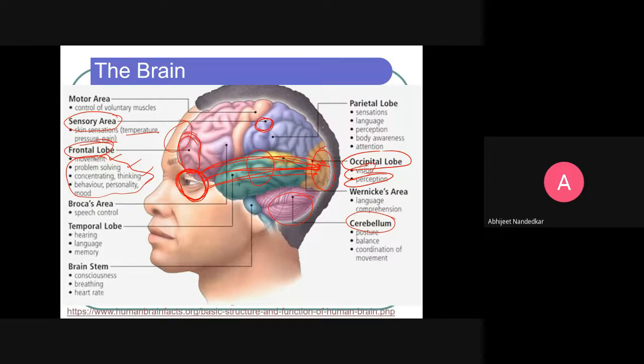So if somebody gets a big injury from the backside, you will see that his vision is lost. So the backside of your brain is very sensitive, and your vision is totally dependent on the backside of your brain. So there are many things in your brain, and there are many sections in your brain responsible for different behavior.